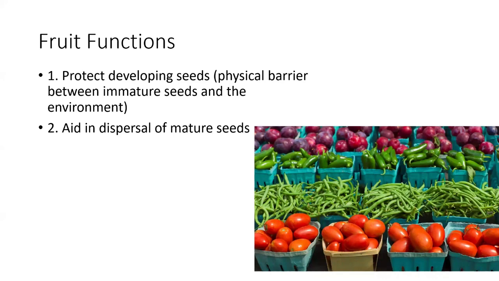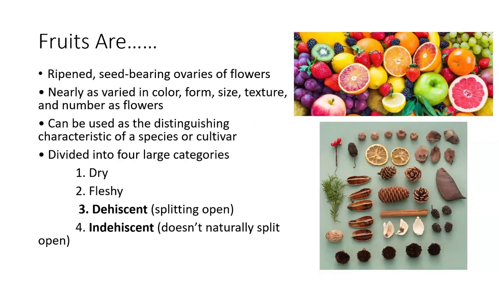Fruit functions. Their main function is to protect developing seeds. They also aid in the dispersal of mature seeds. And just as a side note, fruit is also the fleshy part of the plant. Oftentimes it is what we eat, and it is what wildlife eat. It can be varied in color, form, size, and texture.